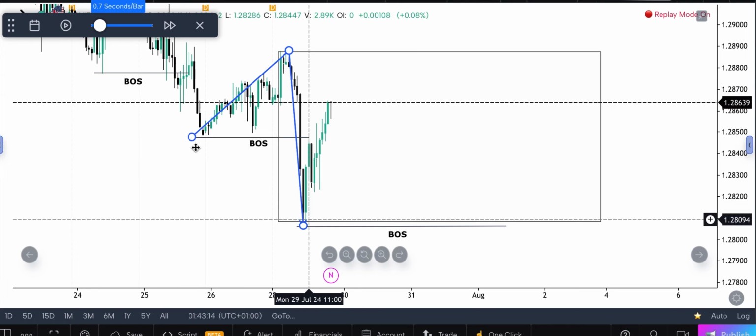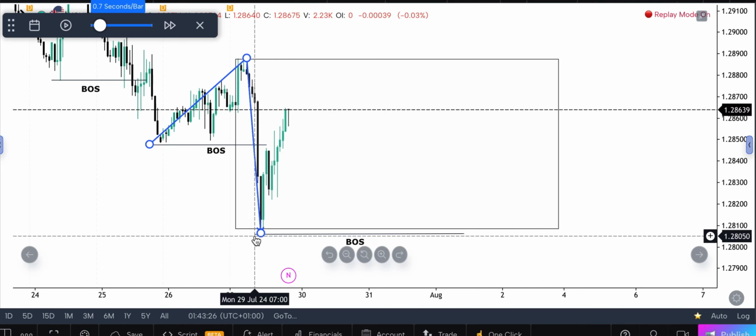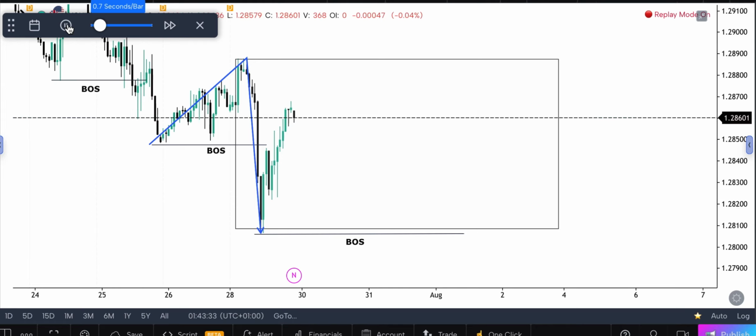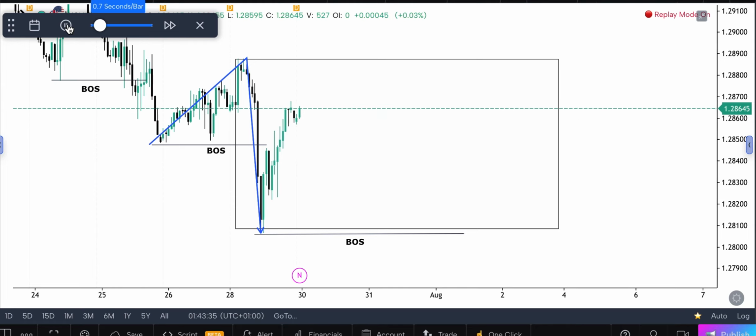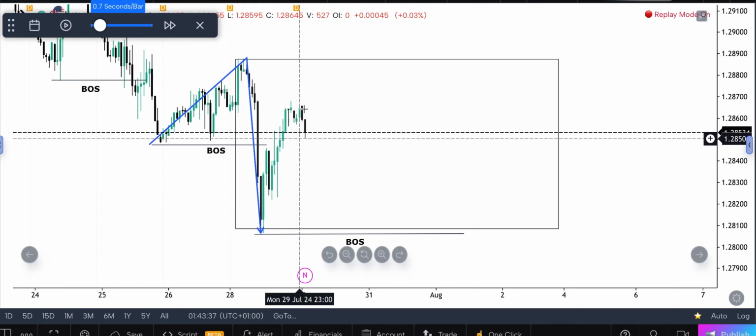So I will not take any trade now until I see a sign that the internal structure is about to align with the external structure, which is bearish. So what I will do is wait patiently. So you can see, boom. You can see now that price is about to align with the external structure, which is bearish.